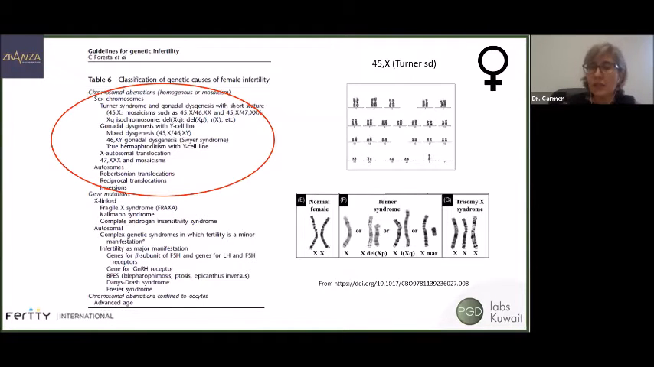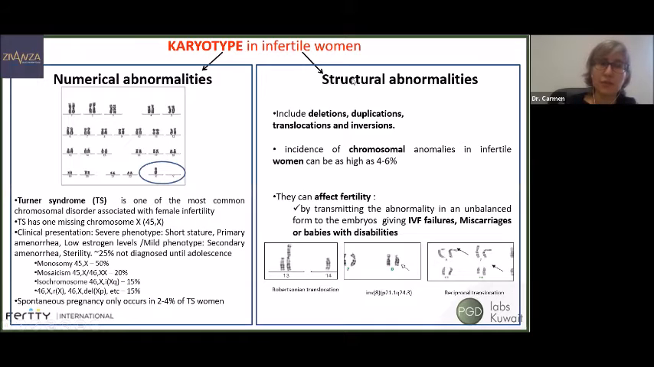For women, we have more or less the same. Also, aneuploidies in the sex chromosomes and structural rearrangements are an important cause of female infertility. We have, for example, for numerical abnormalities, one of the most common ones, Turner syndrome. In patients with Turner syndrome, they only have one chromosome X instead of two. So the karyotype is 45,X.